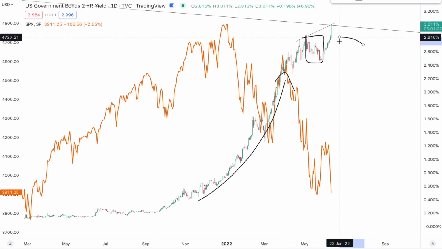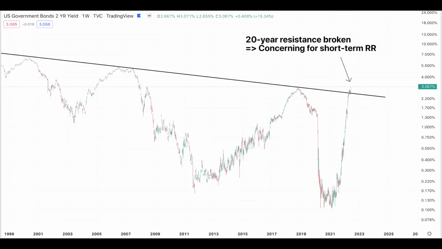Now, with this reading that we have on the CPI that came in higher than expected, look at what's going on with the 2-year. It's spiking massively here. It's up 7% on the day. So this is not good for the short term.